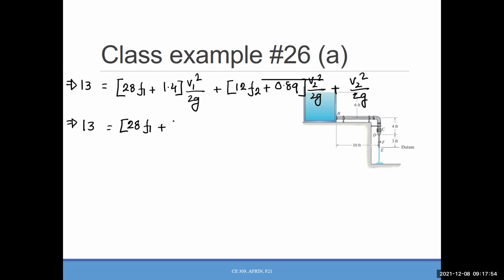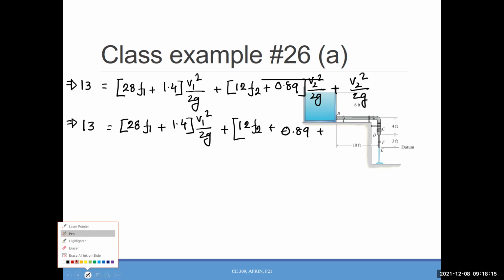28 F1 plus 1.4, 12 F2, 0.89, and this one is V square over 2G. That means it is actually multiplied with 1, right? So I can write down 1 here. V2 square over 2G.